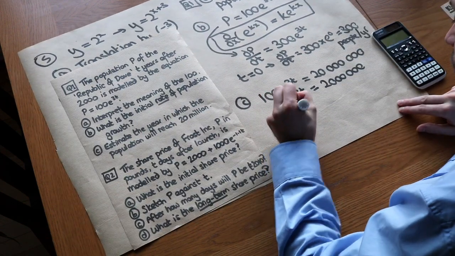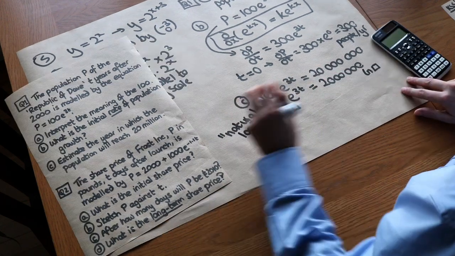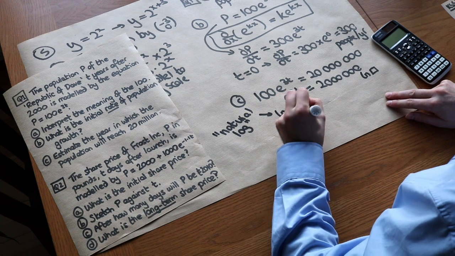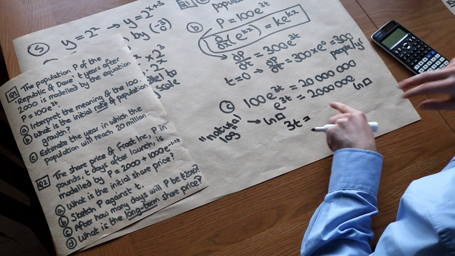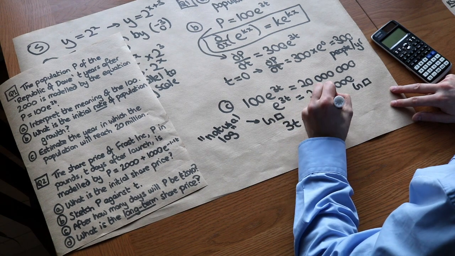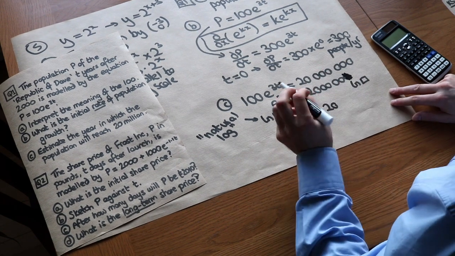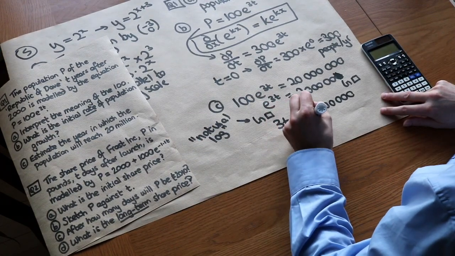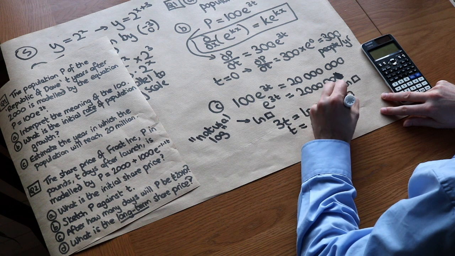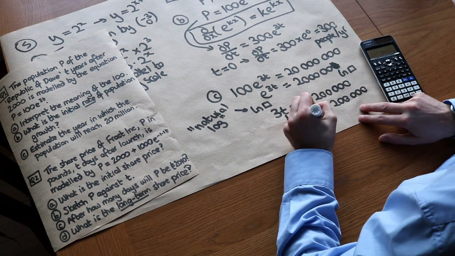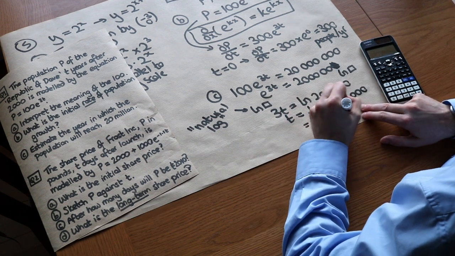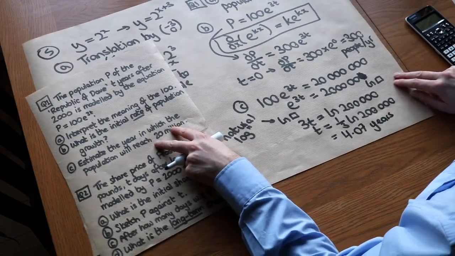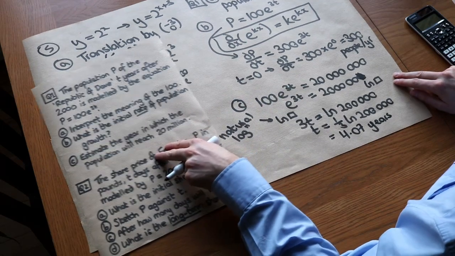So if we do the natural log of both sides, the natural log of e to the power of 3t will get rid of that e to the power of, leaving just 3t. And then the natural log of 200,000, sorry, I accidentally wrote 2 million, is something we'll work out in a second. And then we just divide both sides by 3, so it's a third ln 200,000. And we get 4.07 years. So it will take 4.07 years for the population of the Republic of Dave to reach 20 million. So it's going up very rapidly.